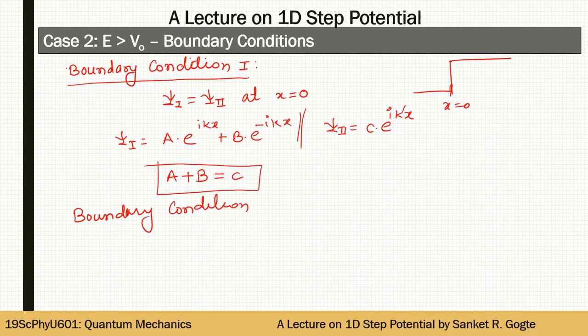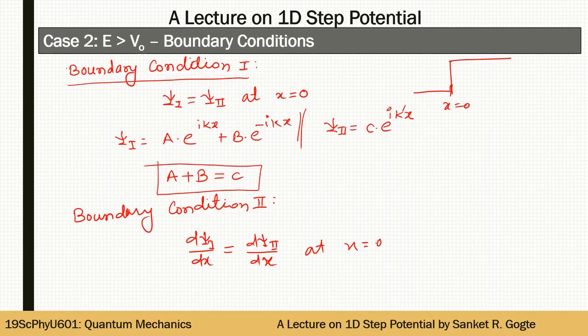is this: the first derivative of the wave function with respect to x should be the same for psi 1 and psi 2 at x is equal to 0, of course. So we are matching the first derivative of the wave function at the boundary for the two regions. And if I do it, I'll straight away write the equation, and what I'll get is this.